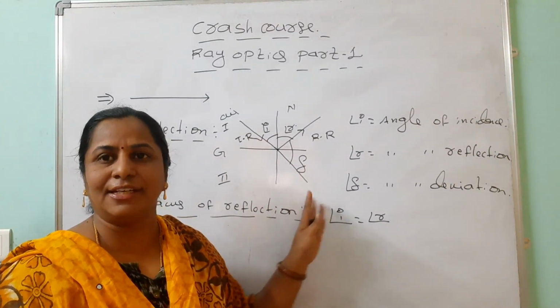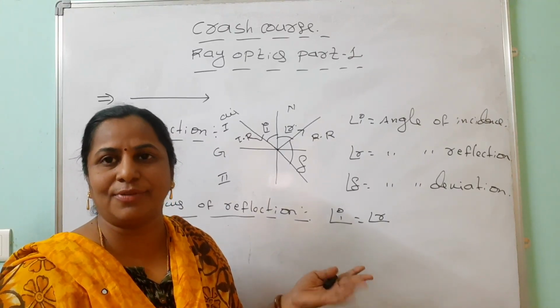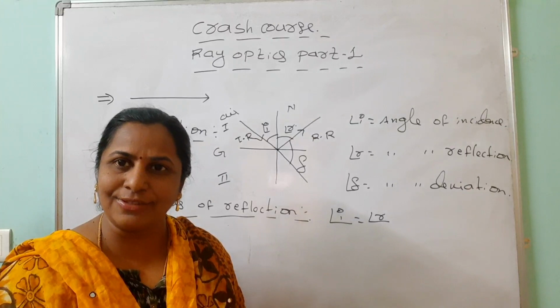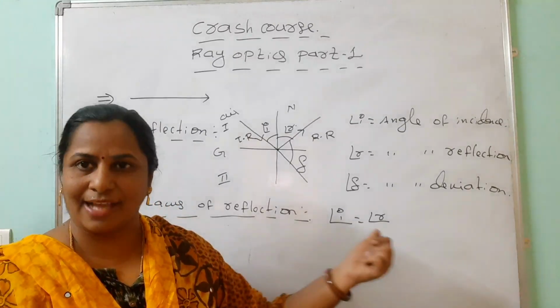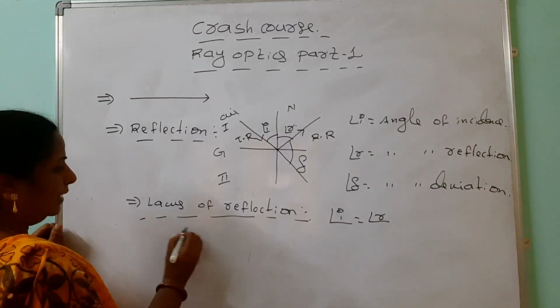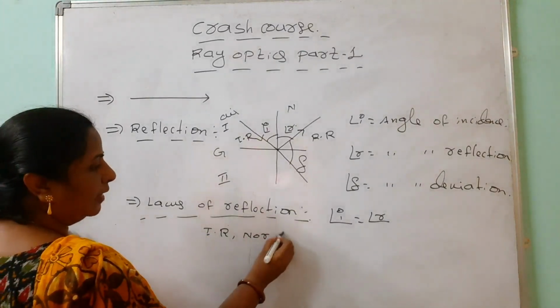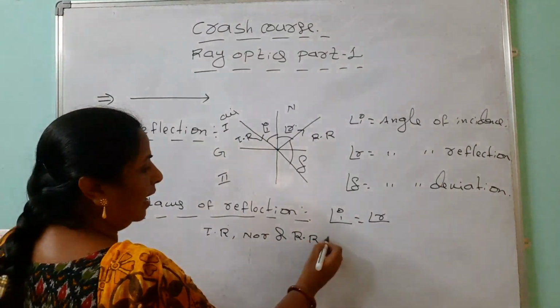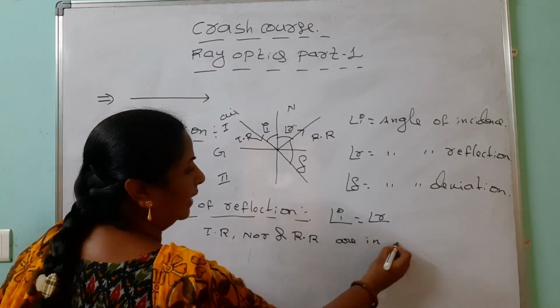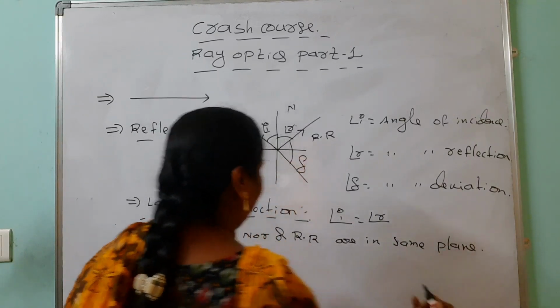Suppose the question is, it follows the laws of reflection. If angle of incidence is 30 degrees, what about the angle of reflection? That is also 30. If it is 60 degrees, angle of reflection is also 60 degrees. Then, the incident ray, normal and reflected ray are all in the same plane. These are the laws of reflection.